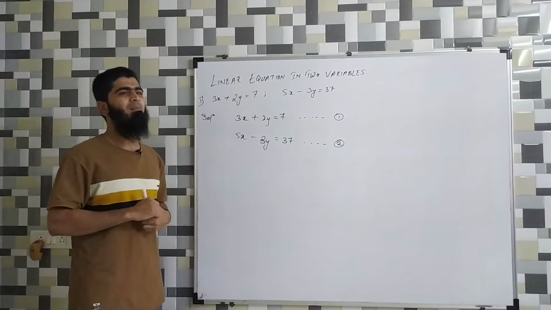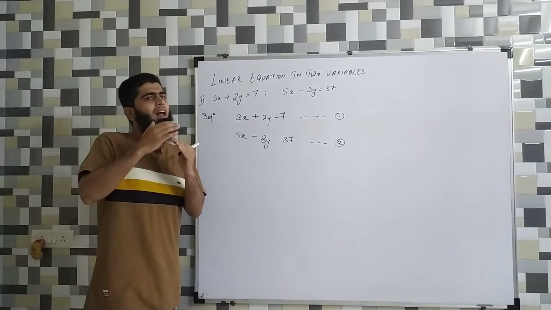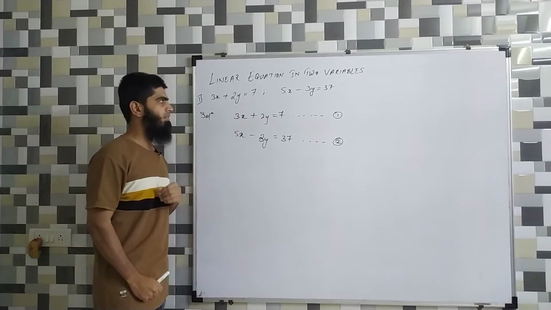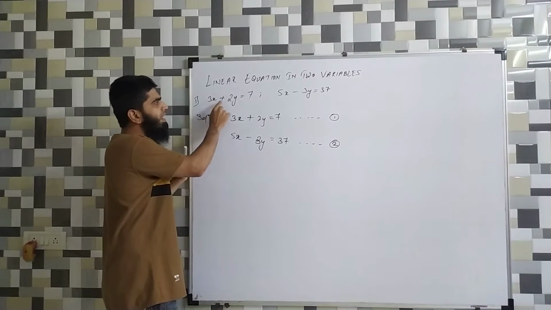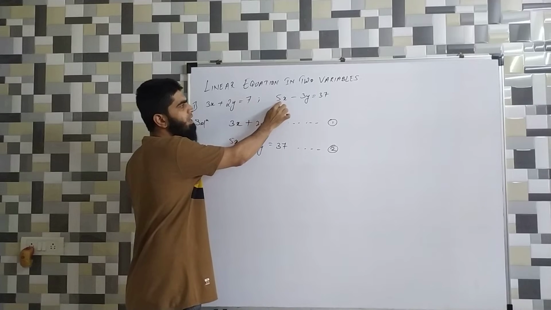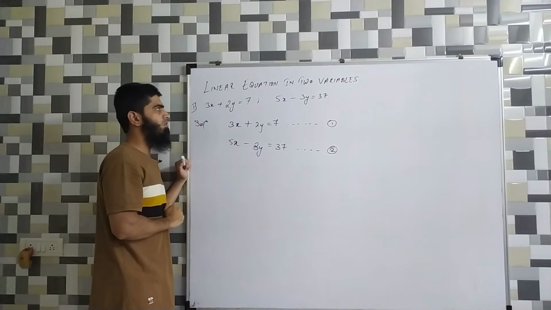Which method? Method of elimination. What is the method of elimination? I'll be explaining it in just a few moments. Before starting with that, this is the question: 3x plus 2y is equal to 7. This is the first equation. 5x minus 3y is equal to 37. This is the second equation.